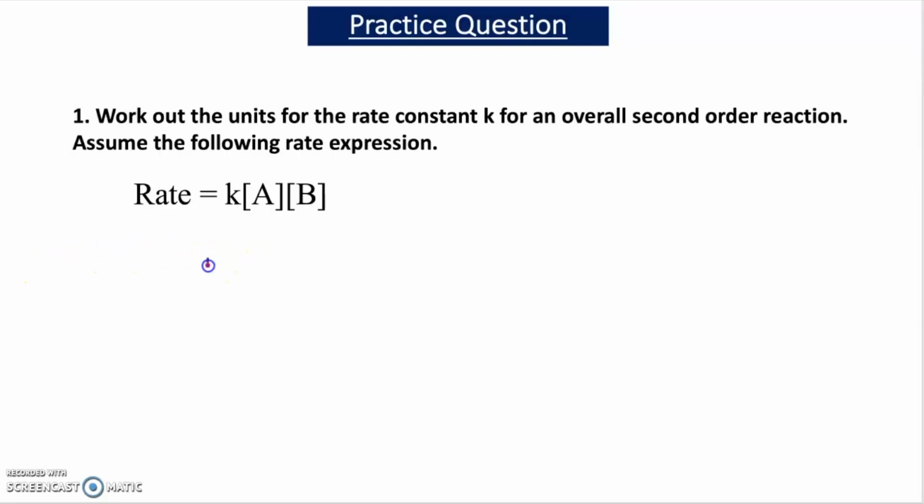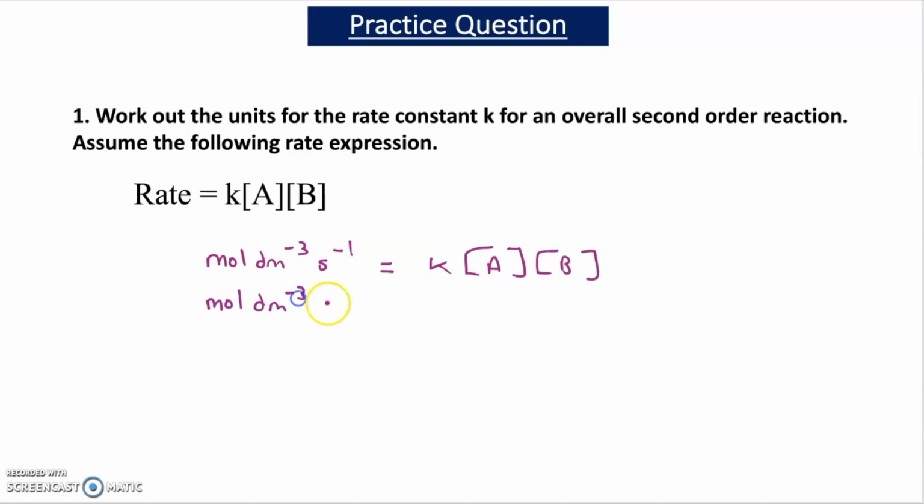So question 1 here is asking you to work out the units for the rate constant K for an overall second order reaction. Assume the following rate equation or rate expression. Rate equals K times the concentration of A times the concentration of B. So once again, to work out the units, we just substitute in the units for rate and the units for concentration.